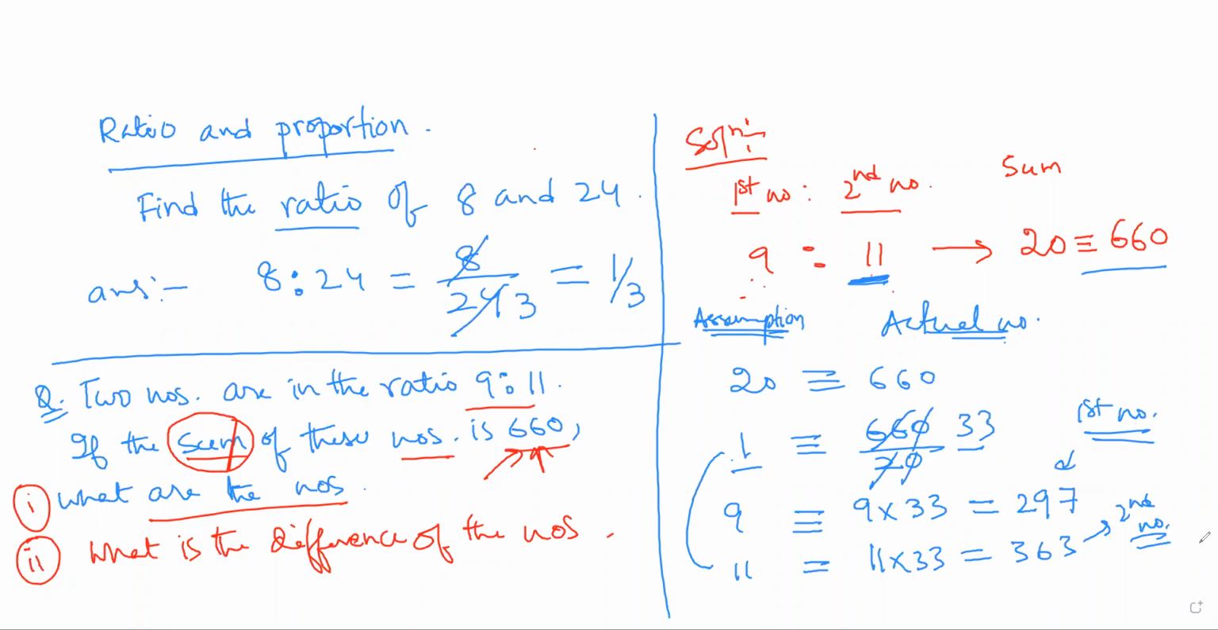Anybody having a problem with this? We are not doing anything crazy. First, you find the sum 9 plus 11, 20. Make it equal to 660. So 20 is equal to 660. Then you find the value of 1: 660 divided by 20, that means 33. So 1 is 33. 9 is 9 into 33, 297. 11 is 11 into 33, 363. So these are the actual numbers, 297 and 363. Is that okay?